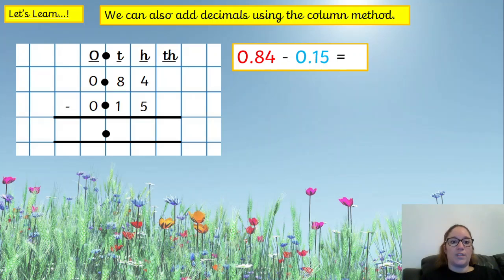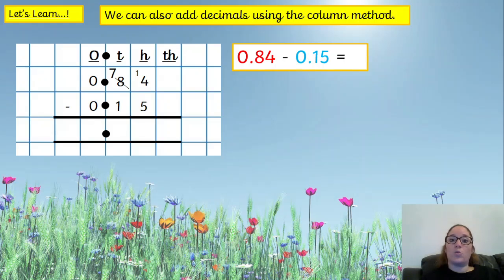What about this one? So 0.84 take away 0.15. The first thing to do, because we always start in the column to the right, in this case it's our hundredths, 4 take away 5. Can we do that? What do we need to do? Okay, we're going to exchange just like we did with the place value counters. So we're going to take the 8, make that into a 7, and we're going to carry 1 10 over, okay, which will give us 10 hundredths.